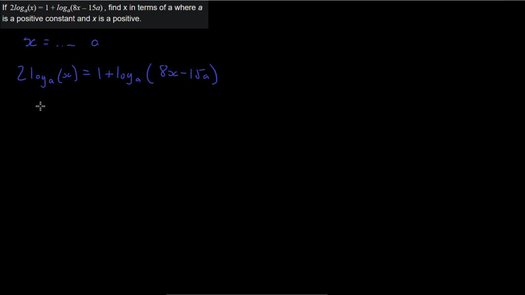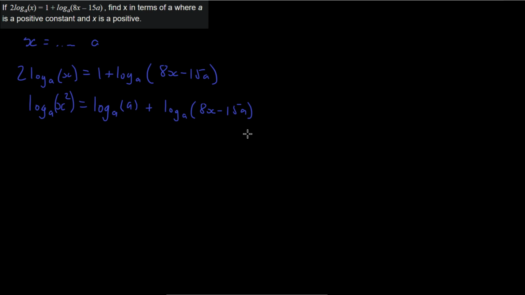So this 2, let's get rid of that, because if we want to apply log laws, it helps if we've got nothing in front of a log. So we can put that 2 as the power there. Let's just apply one of our log laws. The 1, that's an issue. Now 1 is the same as log base a of a, because the log of a base a is equal to 1. So that 1 is just this term here, plus log base a (8x minus 15a). This is looking a little bit better.